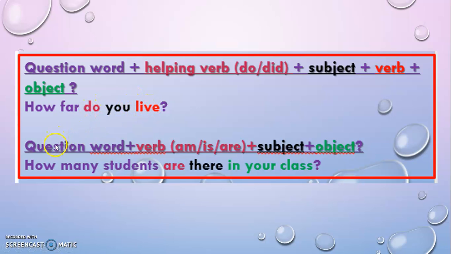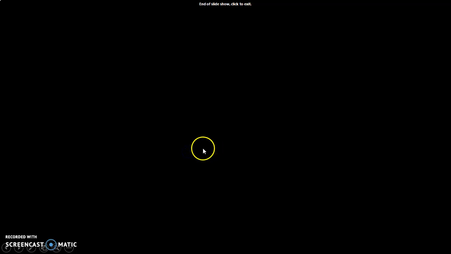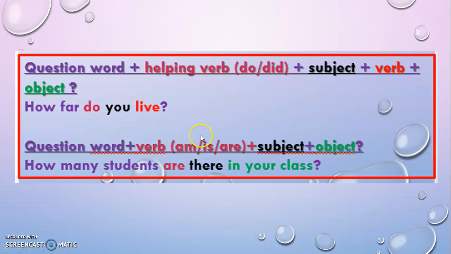Now, how do you use the question word with the verb to be? Am, is, are, or in the past was, were. So first, as you can see, you need four things. The first one is your question word. Then you need the verb to be, am, is, or are, or was or were if your question is in the past. Then you need the subject, and finally you need the object.